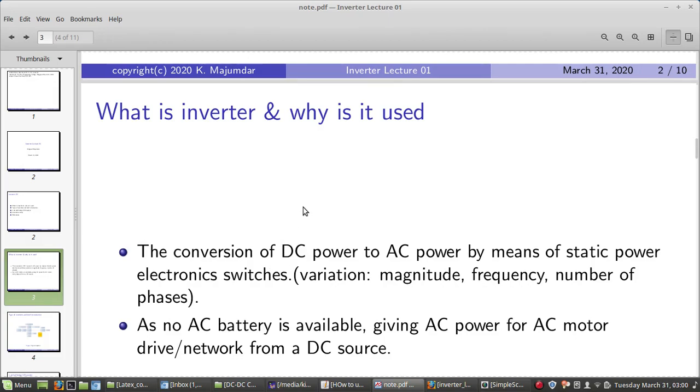Because already in the case of the DC motor we have studied that the commutator is nothing but one type of converter, but that is a mechanical one. But here static switches or static power electronics are used. That's why this word, static power electronic switches, is used. Now what are the variations? The AC voltage magnitude can be varied, and the number of phases of the AC can be varied.